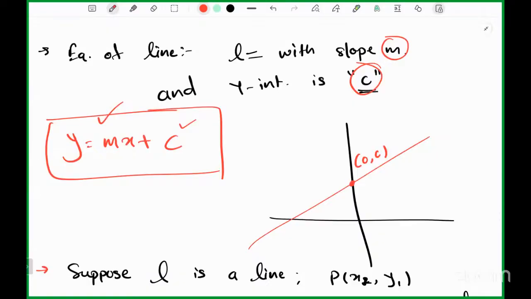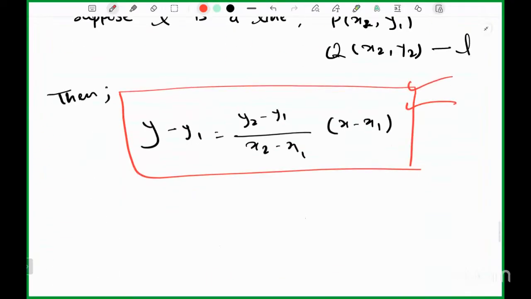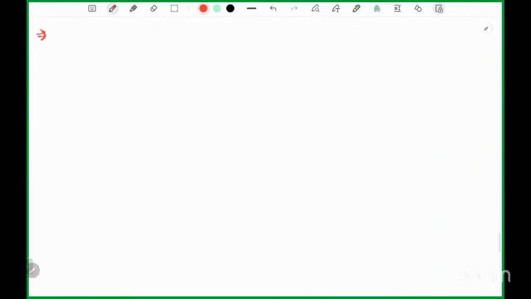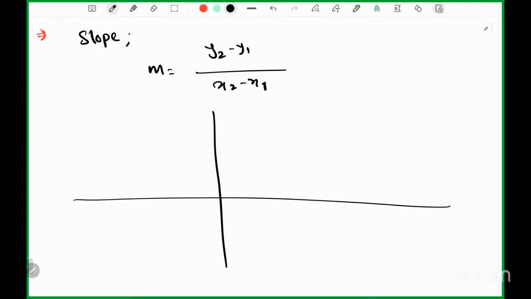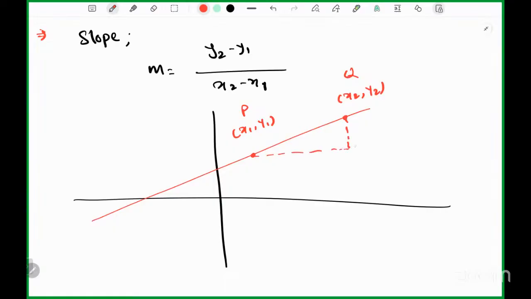Now we have one more thing about the slope and lines. See here, what is the slope? Slope m is actually equal to y2 minus y1 upon x2 minus x1. If you consider the geometry of a line, suppose this is the line and you have two points here. This is the point P with x1, y1, and here it is point Q with x2, y2. Now what is this ratio saying to us?